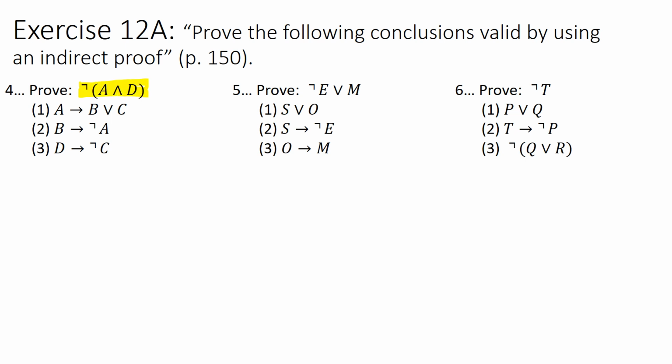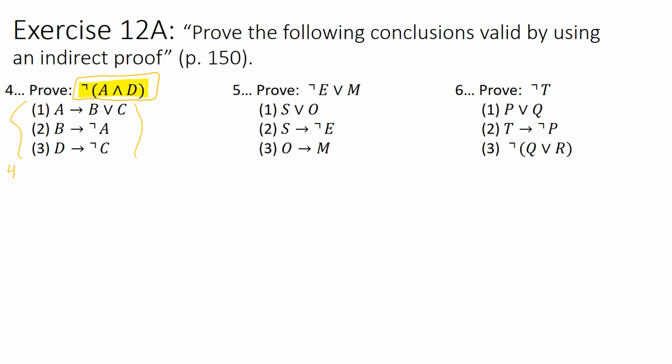We're given three premises. They all happen to be conditionals. We're going to do an indirect proof. That means we're going to assume the contradictory of that statement and then hopefully derive a contradiction. This is also called a reductio ad absurdum proof.